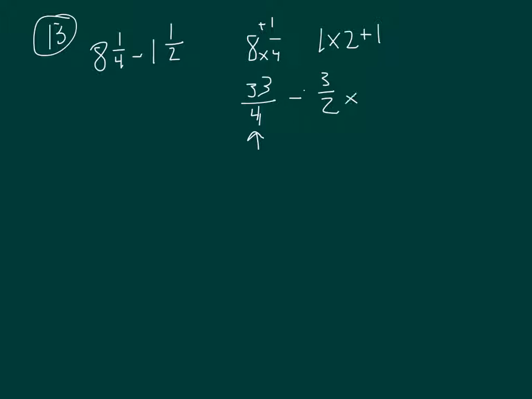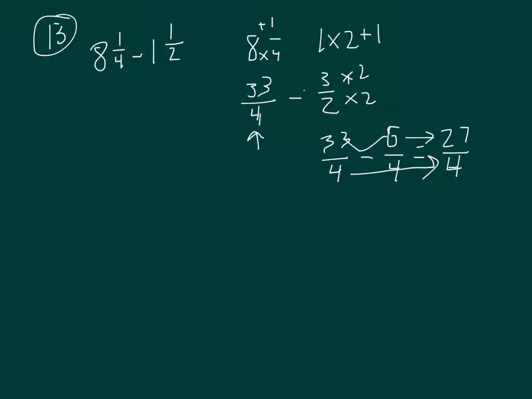So I could multiply this by 2 up the top and bottom, and this would become 33 over 4 minus 6 over 4, which would give me 27 over 4. It'd just be the top numbers subtracted. 33 minus the 6 will give you the 27. The 4 just gets kind of carried along because it's the denominator there.